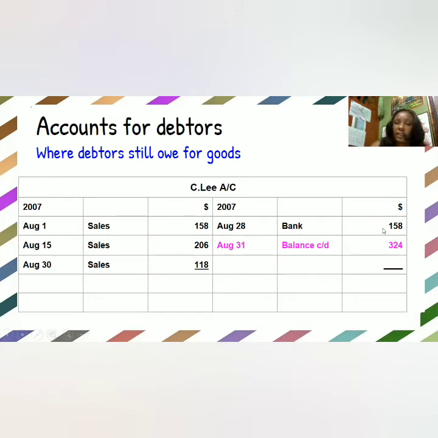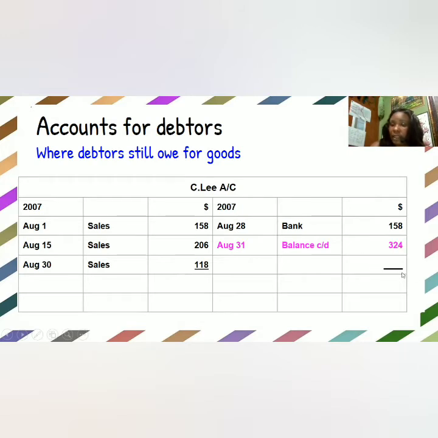On the credit side, you have bank 158. So the rule says you're going to subtract your smaller side from your bigger side, or the side with the least amount from the side with the most amount. So here we're going to subtract 158 from the 482. We end up with 324. This 324 has a name because everything on the account must have a name beside it.